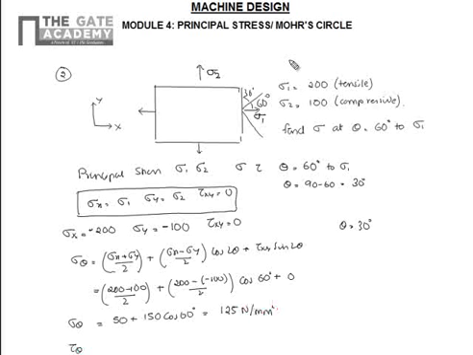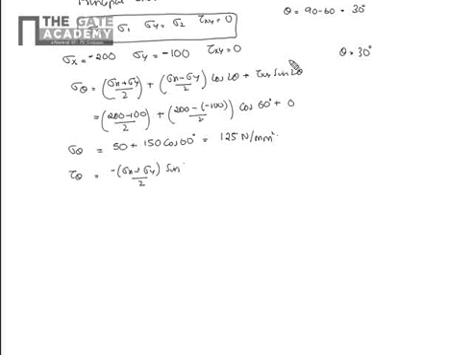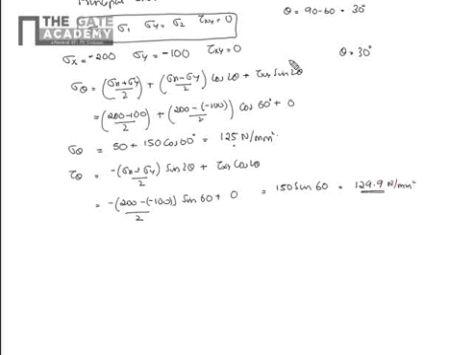Similarly, what will be tau theta? Tau theta will be minus of sigma x minus sigma y by 2 sin 2 theta plus tau xy cos 2 theta. So this will be 200 minus of minus 100 by 2 sin 60 degrees plus 0. That's equal to 150 sin 60, which is 129.9 Newton per mm square. This way we can find the stresses acting on any plane inclined at angle theta to the y-axis.